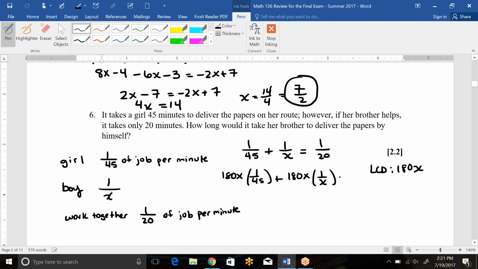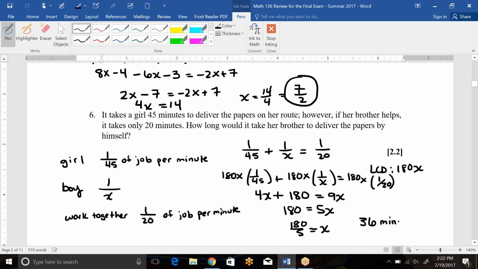So actually going through and showing the steps for this one of multiplying it times everything on both sides. So 180 divided by 45 is going to be 4, so that'd be 4x. The x's would cancel in the second fraction, so that would just be 180. 20 goes into 180 9 times, so that's going to be 9x. And then we would subtract the 4x over, so that's 5x, divide by 5, and I believe that goes in an equal amount of times, which is 36. So the boy would take 36 minutes to do the route by himself.